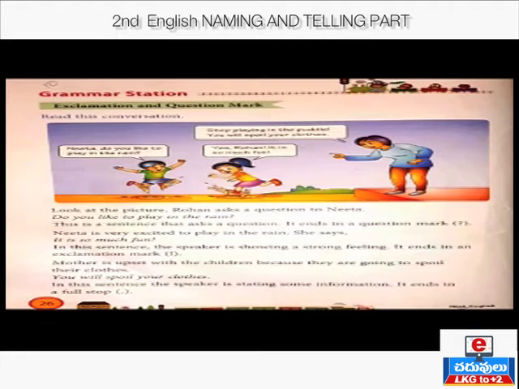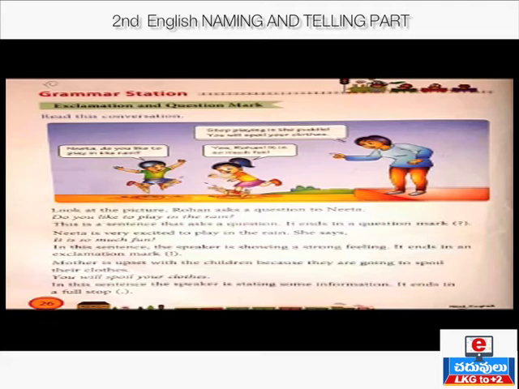After that, mother is upset with the children because they are going to spoil their clothes. You will spoil your clothes. In this sentence, the speaker is stating some information. What she is saying? Some information that the children will spoil their clothes, she is saying. It ends in a full stop. Okay?